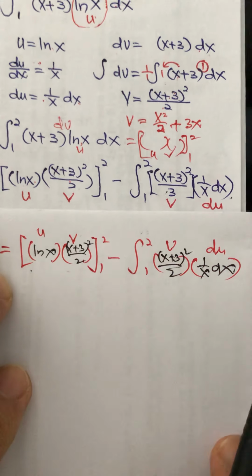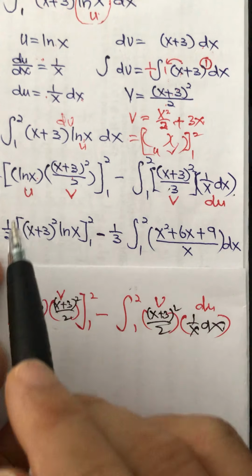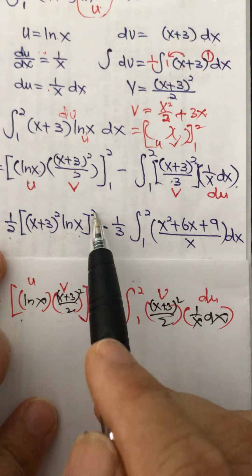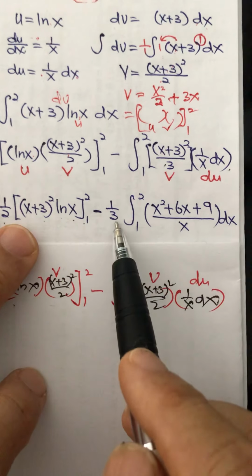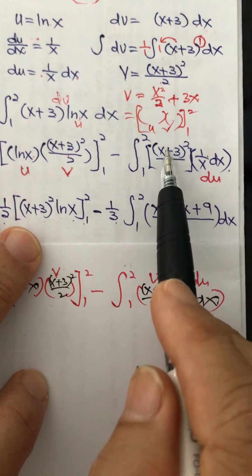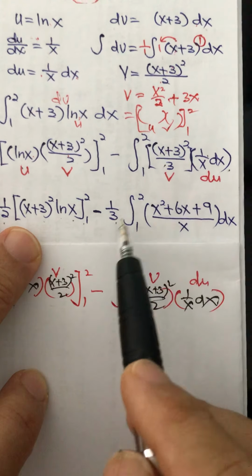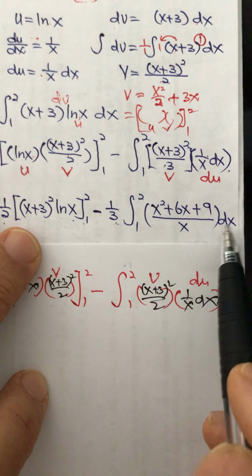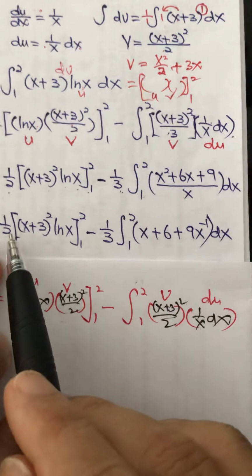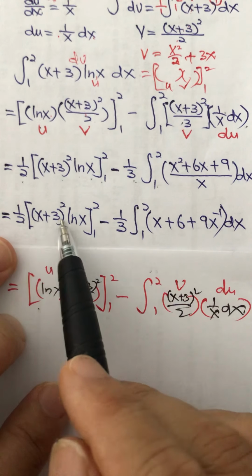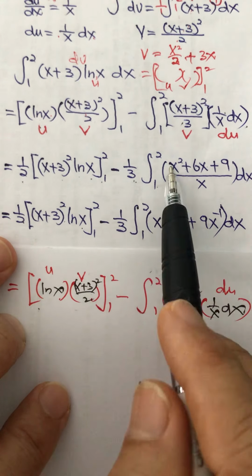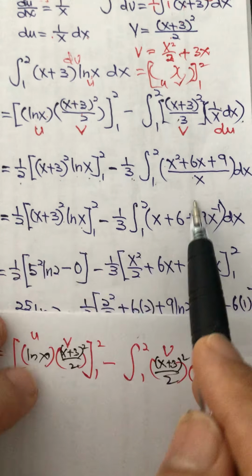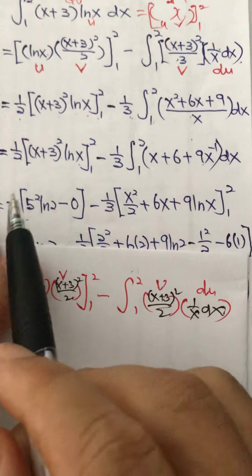So you write down the bracket first. Then after that you say this is half, then this is (x plus 3) squared ln x from 1 to 2, minus 1 over 2 times the integral. How to integrate this? The half can be taken out. So this is (x squared plus 6x plus 9) divided by x, from 1 to 2. And then here you have this is x, this is 6, this is 9 over x. And then you substitute the values.